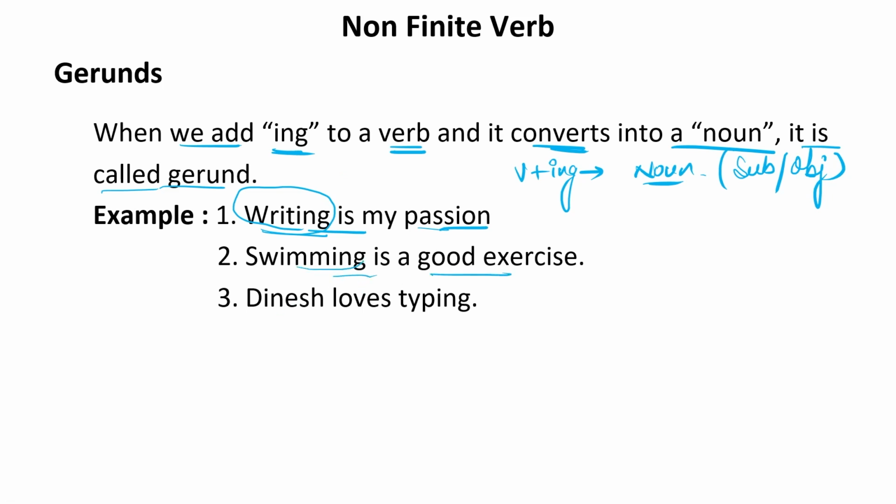We are not swimming over here. In fact, we are talking about swimming, which is a good exercise. So this is again a gerund. Dinesh loves typing. Now what does he love? He loves typing. So typing is actually his hobby. So this is also a gerund, which is an object in the sentence.